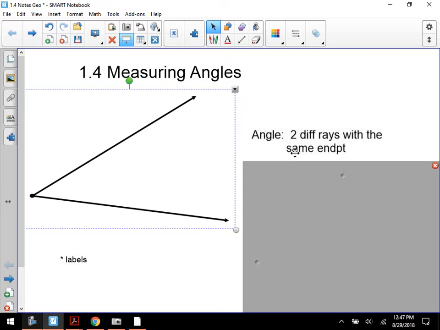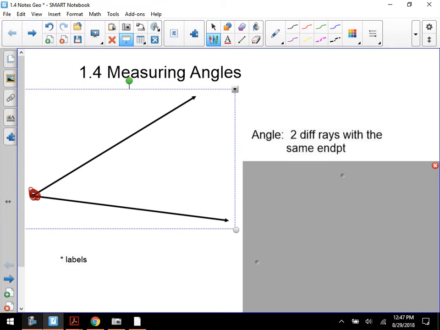Okay. What does a straight angle measure? Do you guys remember? 180. Very good. Now, when we're talking about this idea of two different rays with the same endpoint, when you have that, this same endpoint would be here.